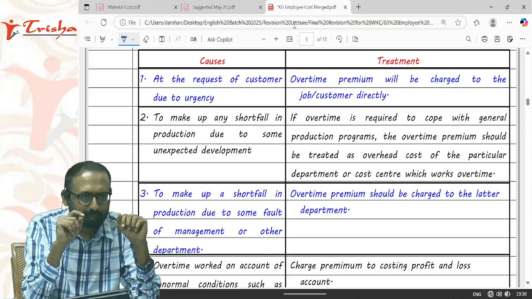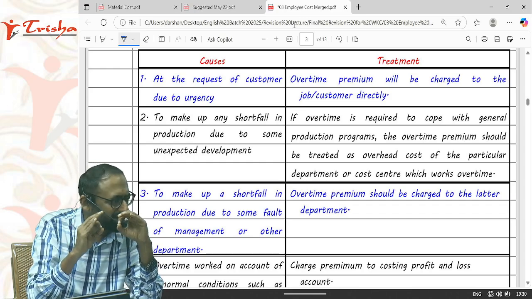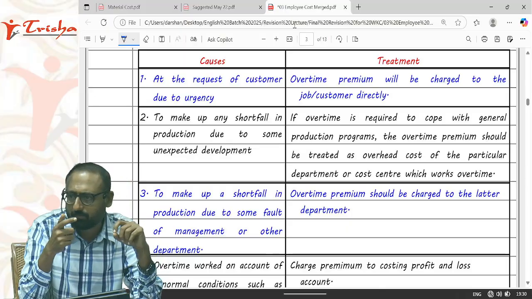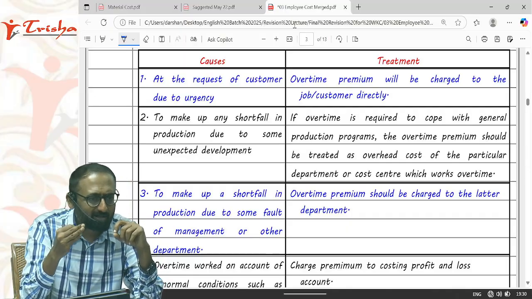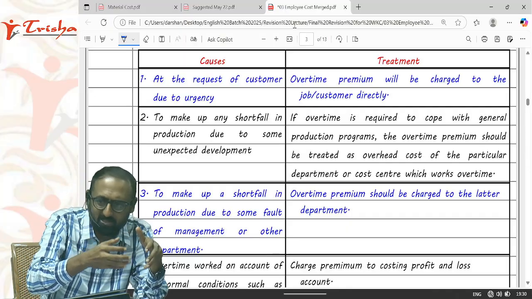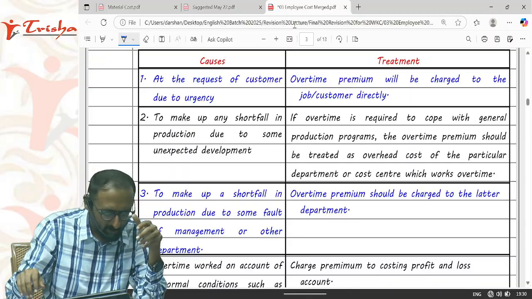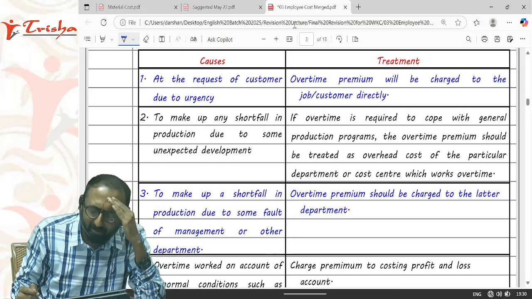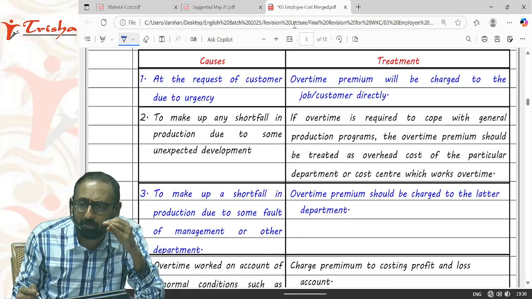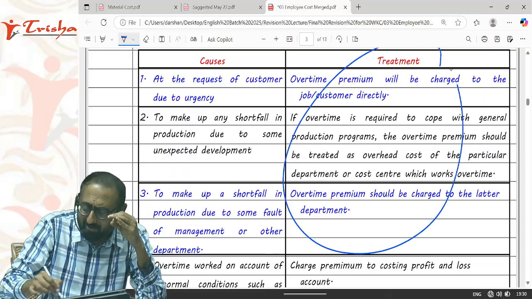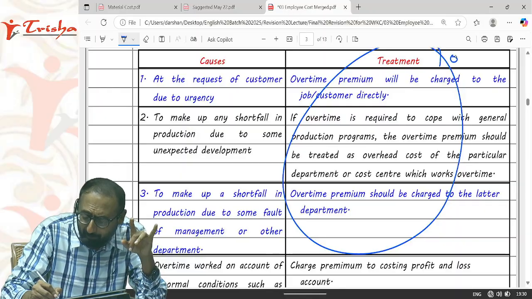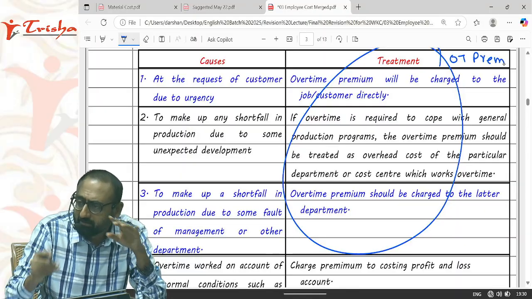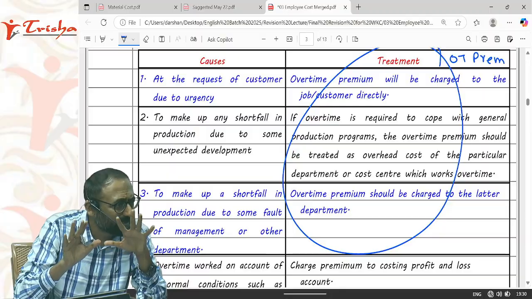First, if overtime is undertaken at the request of the customer, requesting for the overtime, in such a situation, whatever overtime premium, again I will repeat a very important point, this treatment is regarding overtime premium.